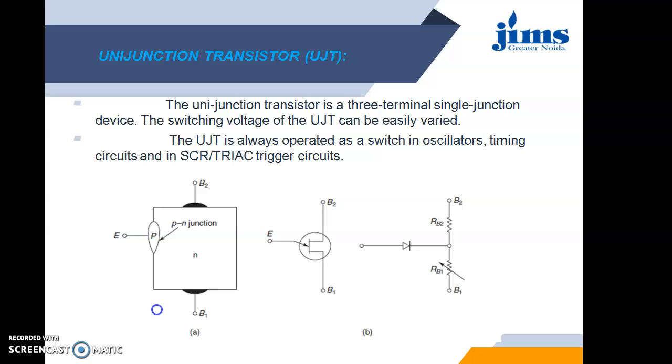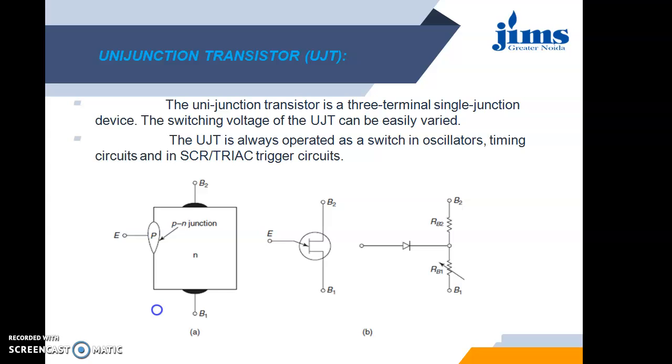So it has an N-type semiconductor substrate across which there are two terminals, base 1 and base 2, in vertically opposite directions, and there is one more terminal called the emitter terminal, at which the P-type semiconductor is diffused in such a way that a PN junction is formed. Since it has three terminals, it is called a transistor, and it also offers transfer of resistance.